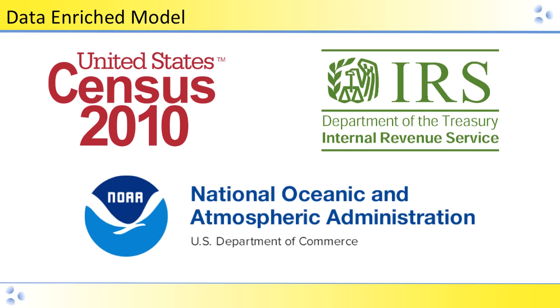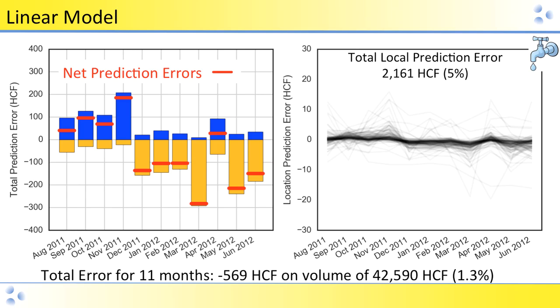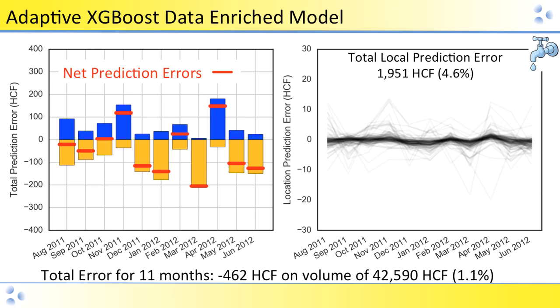So to compare to the linear model, this is just going back 2 slides. The linear model had a performance of minus about 570 HCF total and a local prediction error of about 2100 HCF. And when I add these extra data pieces from the data enriched model, as well as using an adaptive approach where after each month I go back and I repredict using the previous month's data, which I didn't do in the linear model and doesn't make sense to do in the last year's data model.